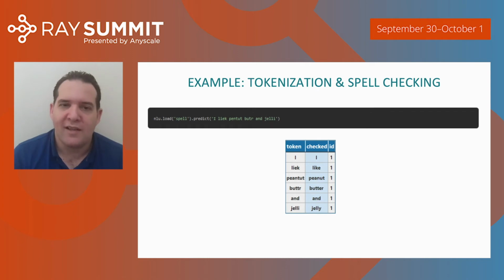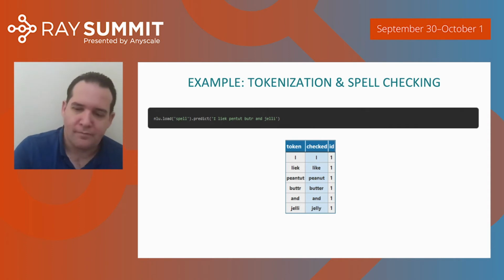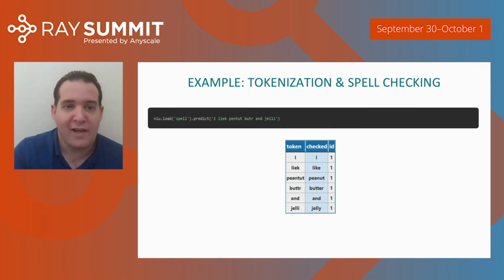You're going to see that, first of all, the sentence was tokenized, meaning we split it into words. And then you can see that we actually ran a spell checking model. In addition to the token column that gives you the original tokenization, you also have a checked column. And you can see that the words liked, peanut, butter, and the word jelly were actually corrected by the spell checker. So this is really all you need to do to apply spell checking to a sentence.